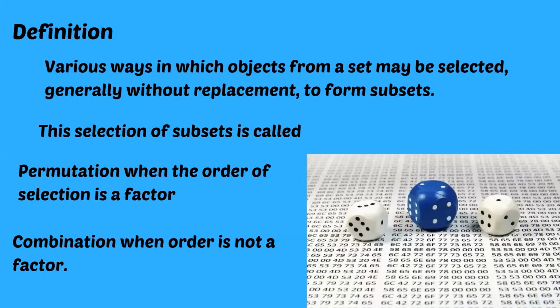Combination is the case when the order of selection does not matter, and we are not considering the order at all. In the case of permutation, the order of selection matters. When the order of selection is considered as a factor, we call this permutation. And when the order of selection is not there, we call this combination.